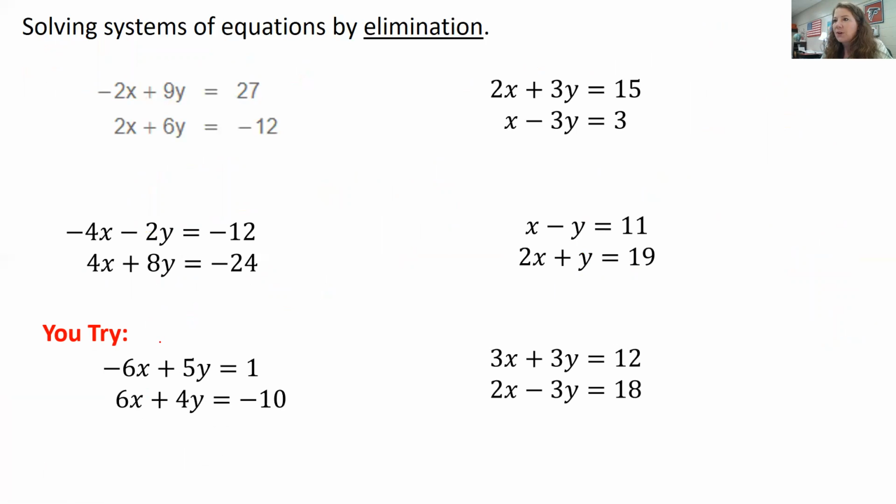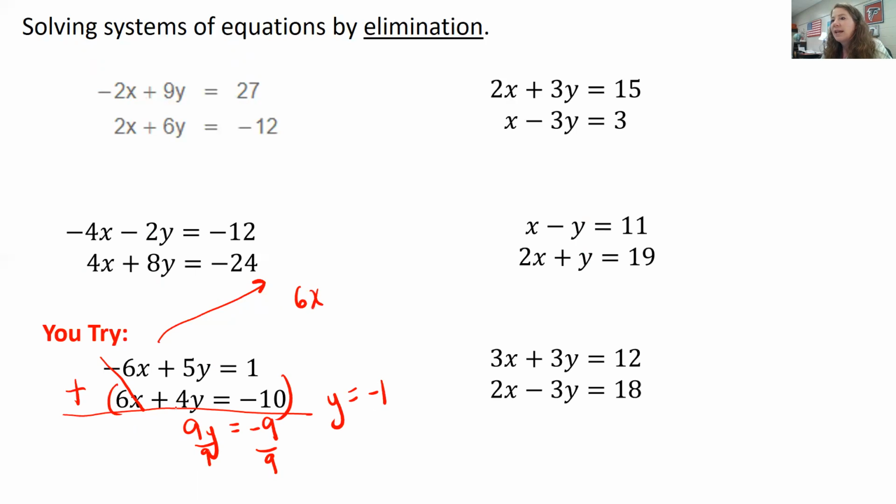All right, so let's do this one first. So I have negative 6x plus 6x is 0. 5y plus 4y is 9y. 9y equals negative 9. And then when I divide by 9, I see that y is equal to negative 1. So I'm going to plug that into my second equation here. So 6x, positive 4 times negative 1 is minus 4 equals negative 10. So I'm going to add 4 to both sides. So I get 6x is equal to negative 6. So x is also equal to negative 1.